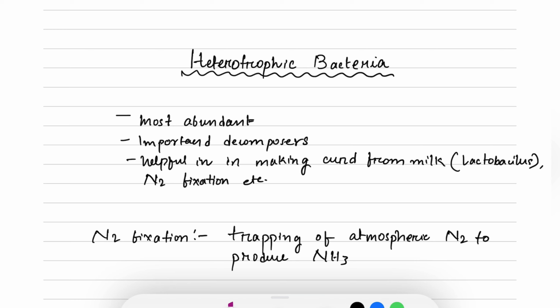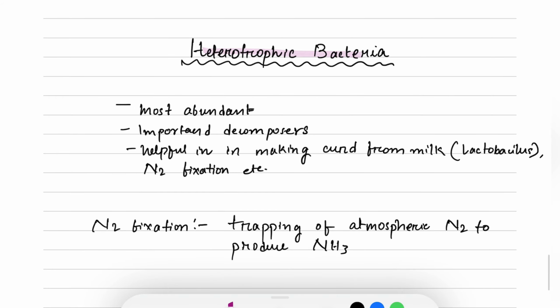Now let us see heterotrophic bacteria. Heterotrophic bacteria means the bacteria which cannot produce their own food. They are dependent on other organisms for their food. Now these are some features of heterotrophic bacteria. They are the most abundant among all types of bacteria found. They are important decomposers, means they break down dead organic matter.